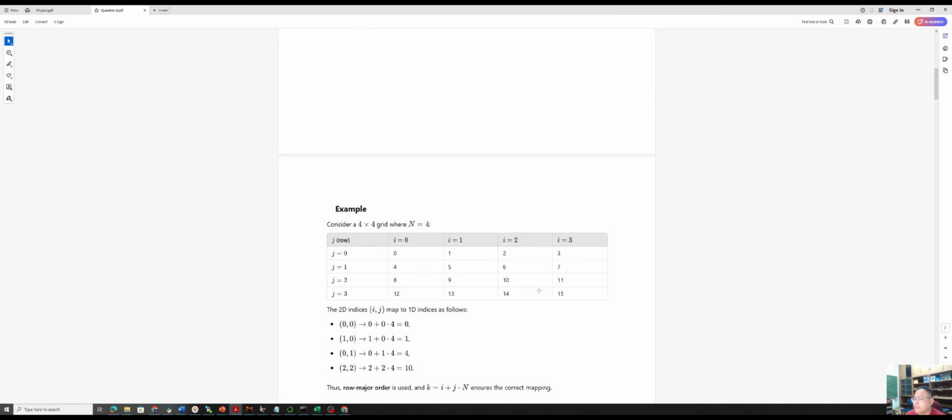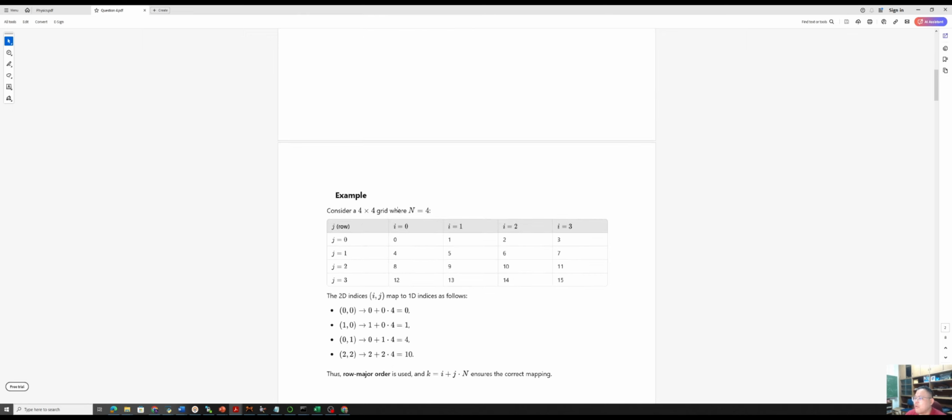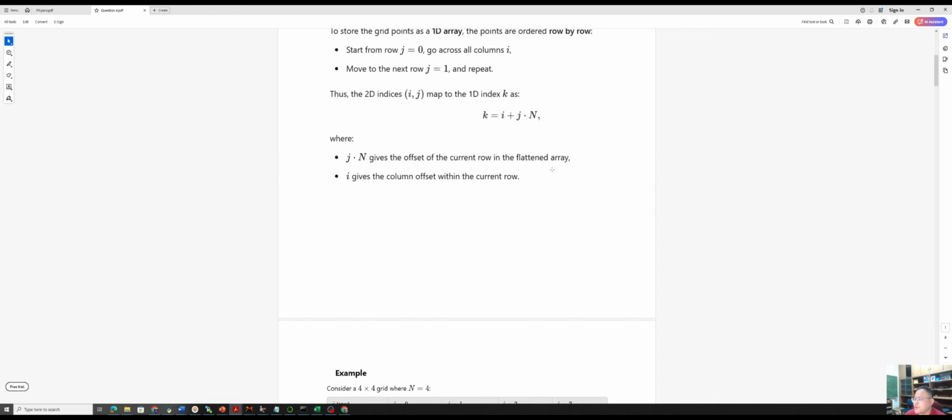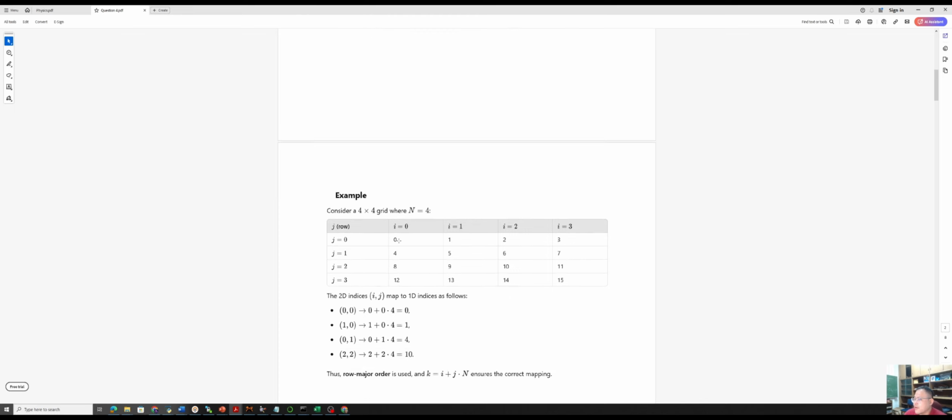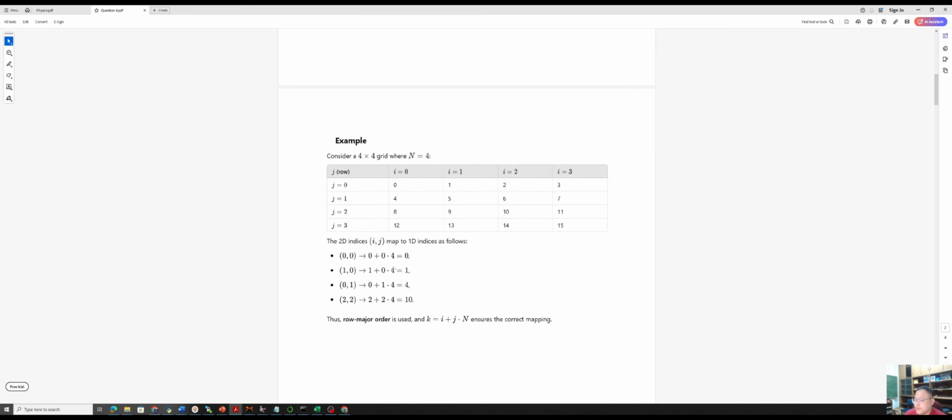So for example, take a 4 times 4 grid. So you got 0, 1, 2, 3, 4, 5, 6, 7, 8, 9, 10. So you apply this equation, and each equation gives you the index element, so that it gives you a correct mapping to the 2D system. So your 2D index ij maps into a 1D index.